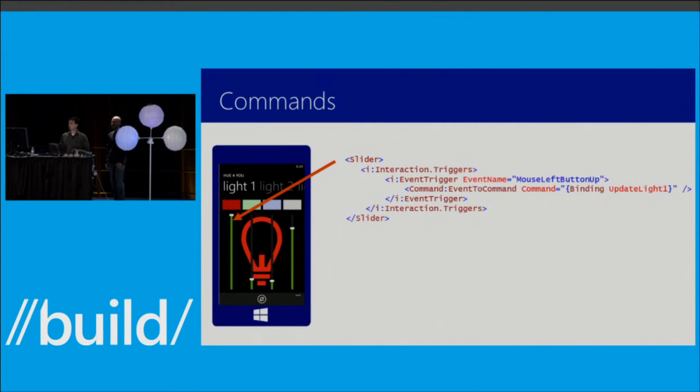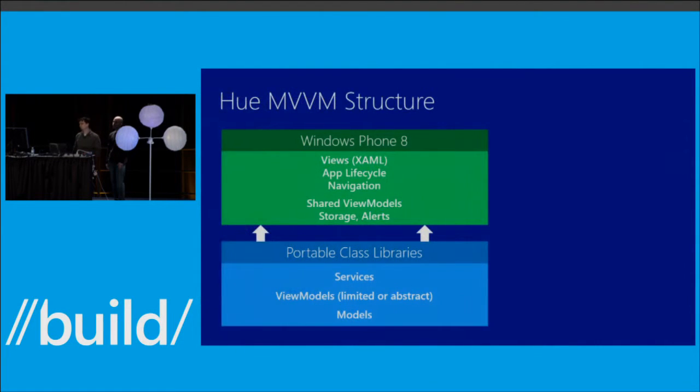And so instead, what I use is this event to command. And this is a behavior, and you can literally just drag and drop it inside of Blend. But it allows you to say, I want to specify the event that runs this trigger. And so in this instance, on the left mouse button up, so when I stop changing my slider, it runs the command update light 1, and my light updates in a nice, clean manner that requires no code behind.